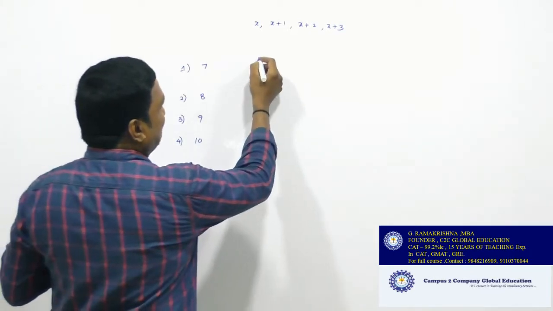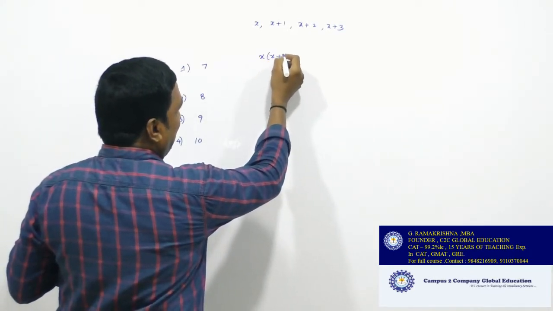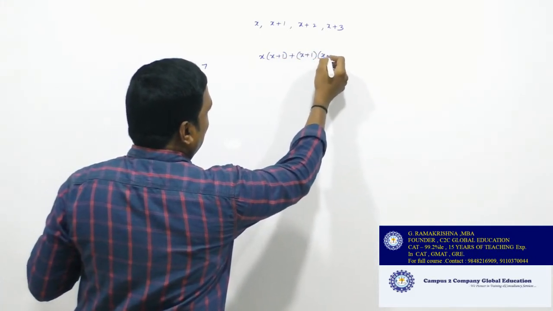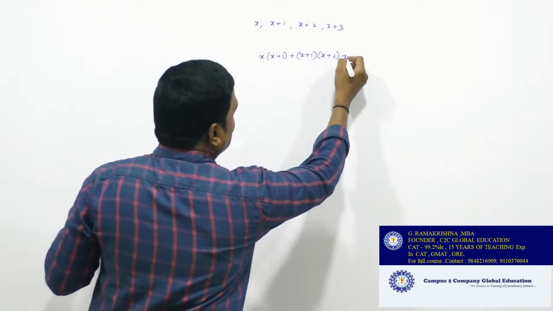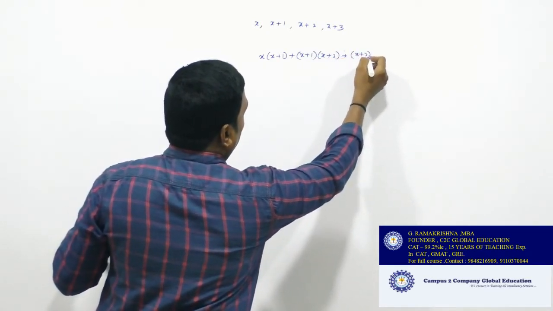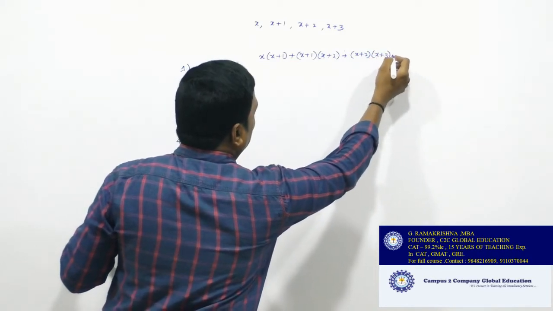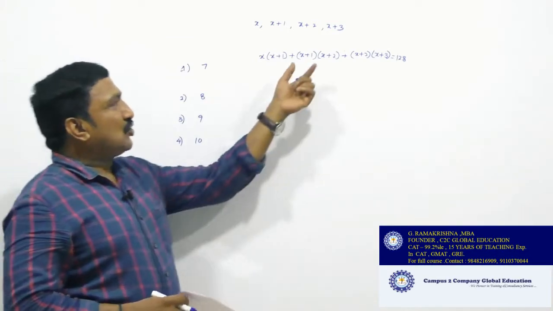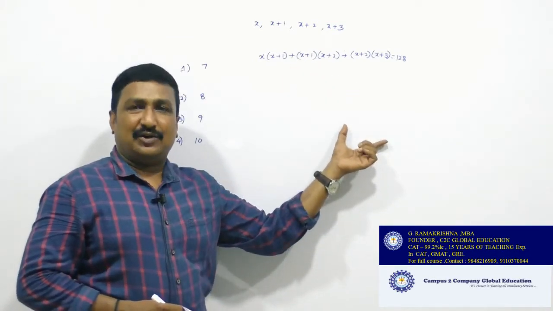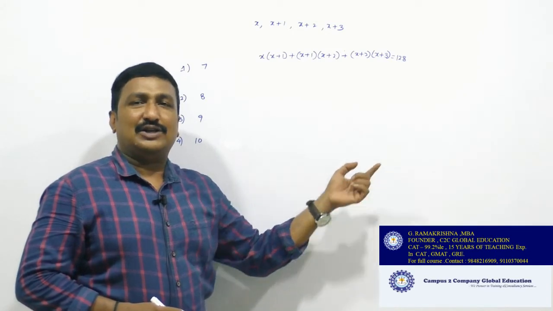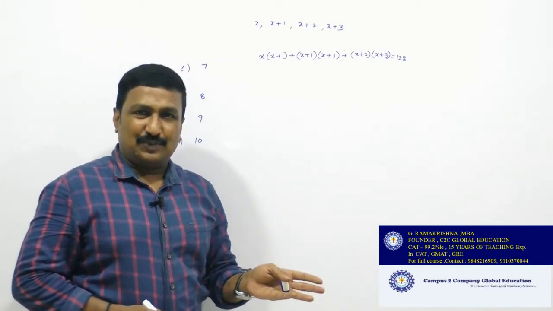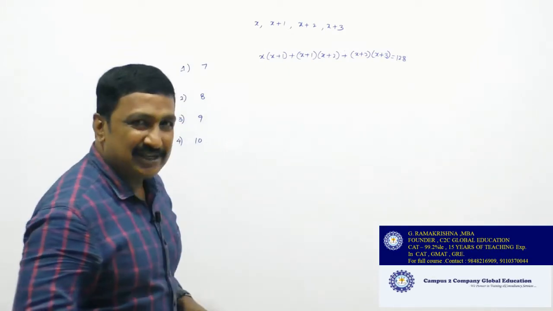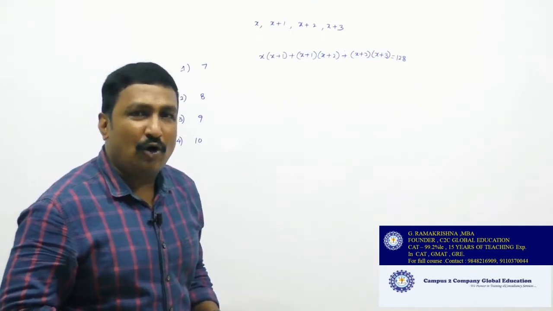So what I will write is x into x plus 1 plus x plus 1 into x plus 2 plus x plus 2 into x plus 3. The result is equal to how much? 128, friends. Right? If you solve this equation, you will get a quadratic equation. When you are solving the quadratic equation, you will get two values. One is plus, the second one is minus. Understood, friends? So I am solving systematically. After that I will solve from the options.